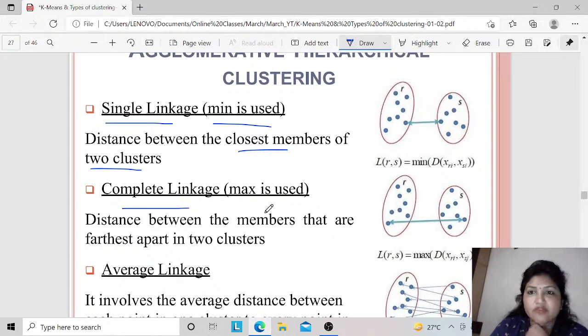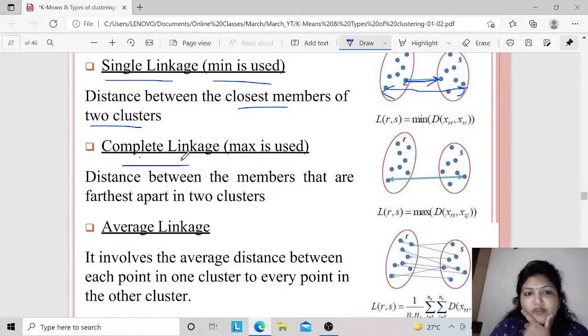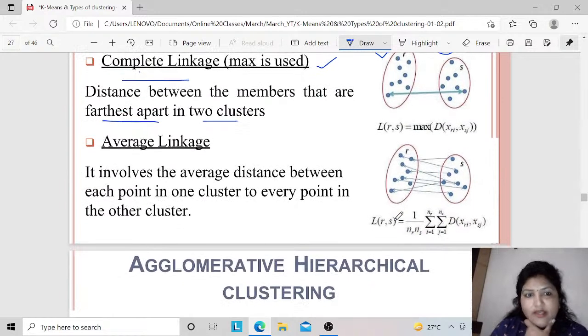Complete linkage is where we find the maximum part. So here we find the data points which have the maximum distance, that is somewhere around this. So this would be my maximum part when we find the complete linkage: the distance between the members that are farthest apart in two clusters. So you have two clusters, right? Now here you will find the maximum distance between two data points of two different clusters, right?